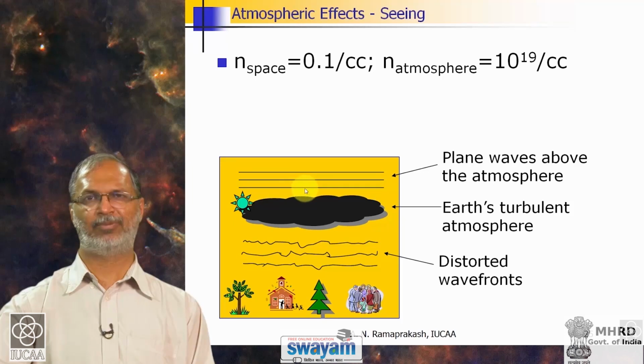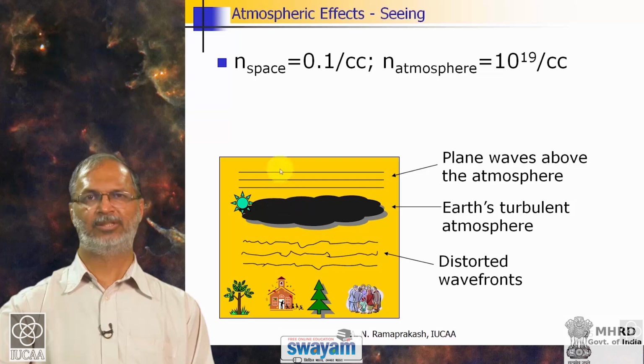So, while this wavefront appears to be a plane surface here, the wavefront at the bottom of the atmosphere as the light passes through is no more a plane wavefront. It is a corrugated or distorted wavefront, because along each line of sight through the atmosphere, the light would have traveled different effective distances. And this is okay if it was static.